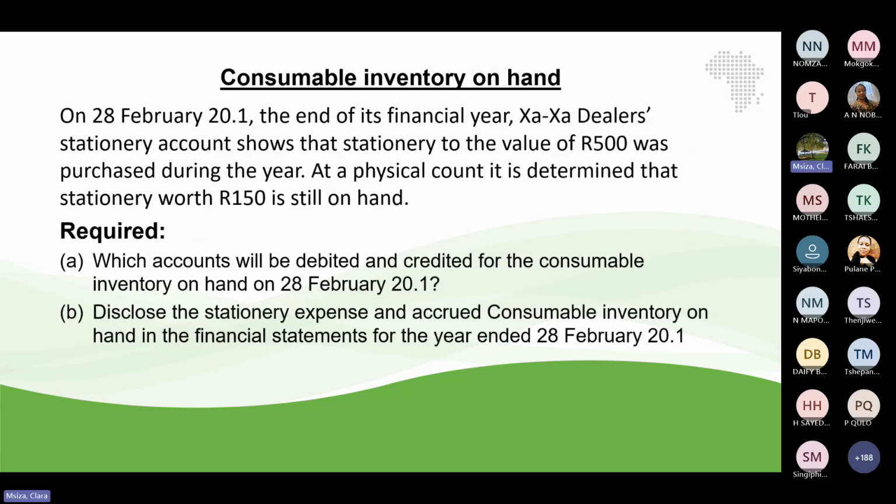So let's now look at consumable inventory on hand. As we have indicated, it refers to goods that are consumed in the normal business activities, such as stationery, packaging material and cleaning material, that are on hand at the end of the financial period. Consumable inventory on hand is a current asset because you have it. So you have bought these tissues, meaning that you still have them, you haven't used them for the current period.